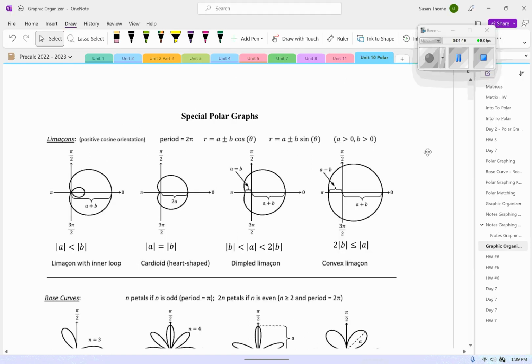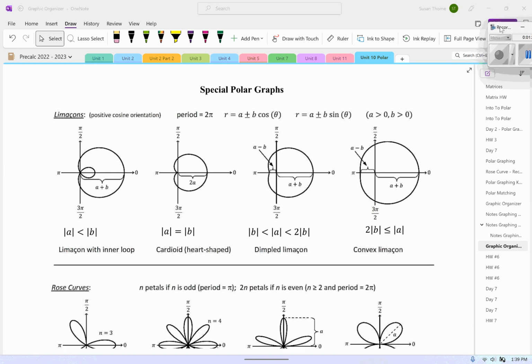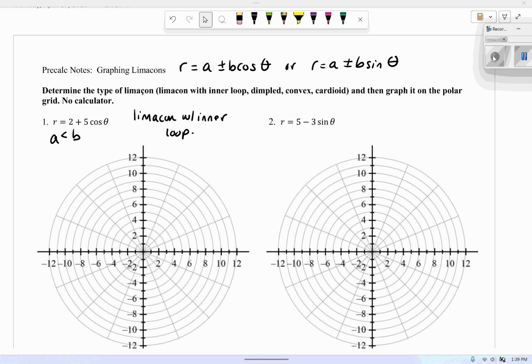And again, remember, these are the different limacons that we have. Remember, the cardioid is just a special type of limacon when the a and b values are equal to each other. So we're looking at this first one with the inner loop. And then we have, again, the cardioid, the dimpled, and the convex. So these are the different kinds that we have. So we're looking at the limacon with an inner loop.